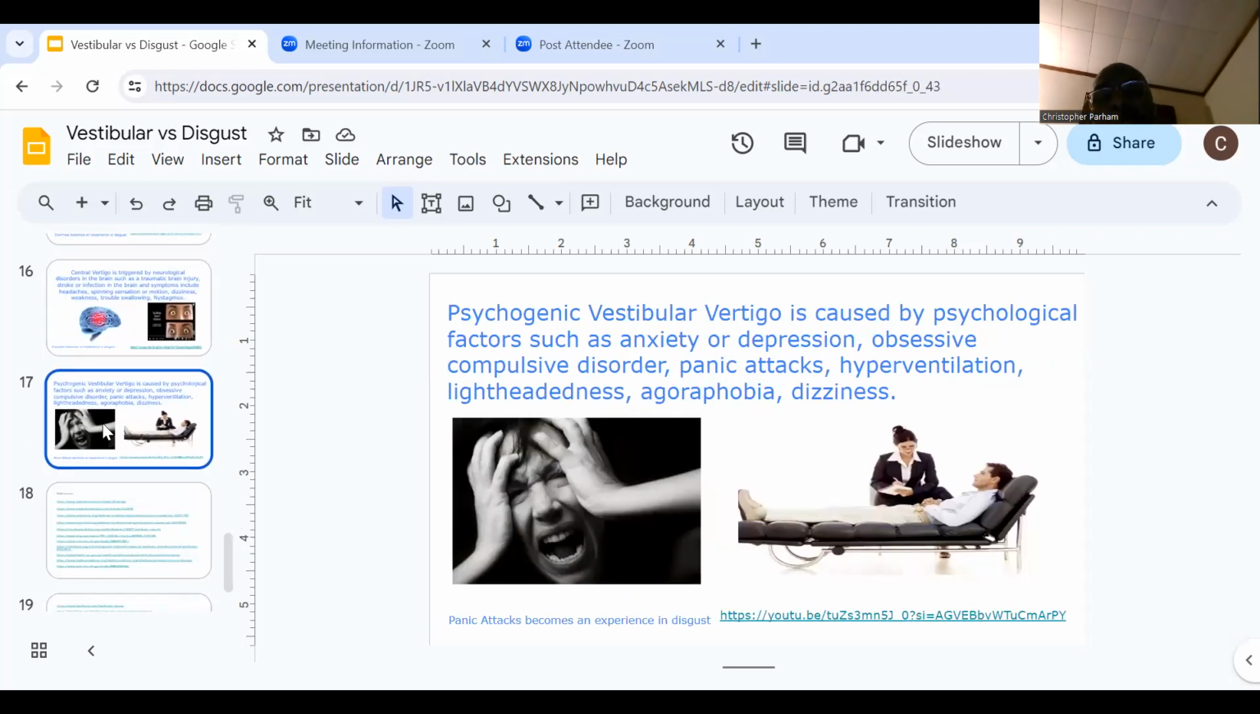And psychogenic vertigo is caused by psychological factors such as anxiety or depression, obsessive compulsive disorder, panic attacks, hyperventilation, lightheadedness, agoraphobia, and dizziness. So in this case, panic attacks become an experience in disgust, along with lightheadedness and anything that could make you actually hurt yourself because you have vertigo, like getting hit by a car or something along those lines. So that's really important.